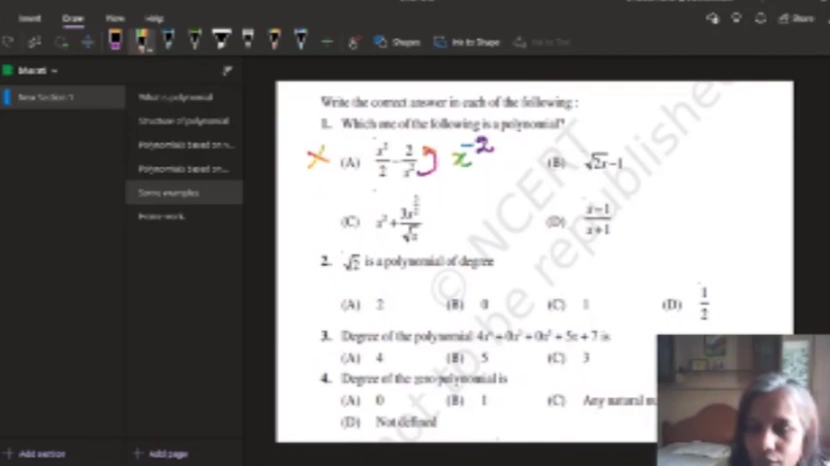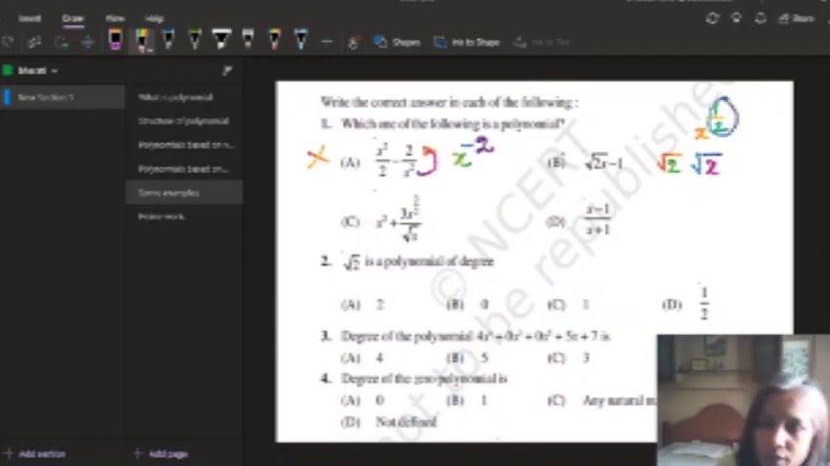Next we'll move to root 2x. It means if you separate them, you will have root 2 and root x. Root x means x to the power of half. So here as we have half, it is a fraction, and this algebraic expression cannot be a polynomial. Now this is excluded.